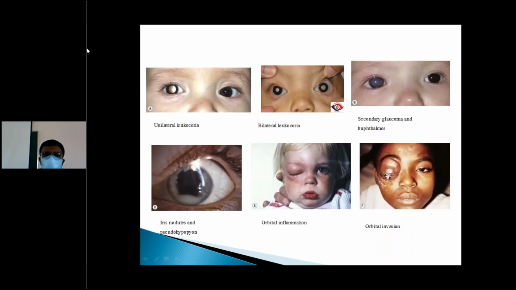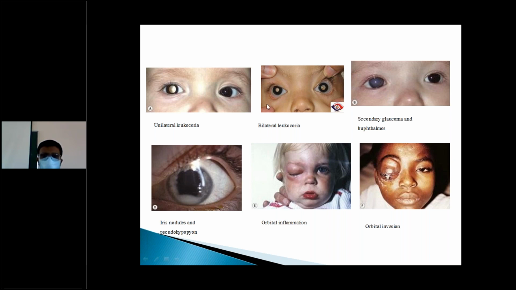This is unilateral leukocoria, this is bilateral leukocoria, this is present as a secondary glaucoma with megalocornea and buphthalmos. This is pseudohypopyon. Tumor cells, necrotic tumor cells will diffuse anteriorly and settle at the bottom of the anterior chamber. Sometimes it can present as orbital cellulitis. It is orbital invasion. The tumor breaks at the weak point, that is most commonly at the limbus or the sclera on the cornea, and causes orbital invasion.